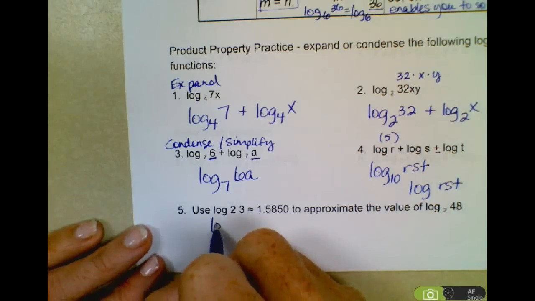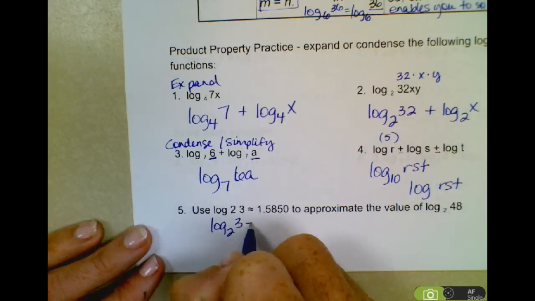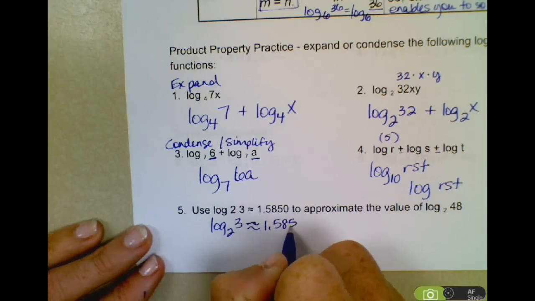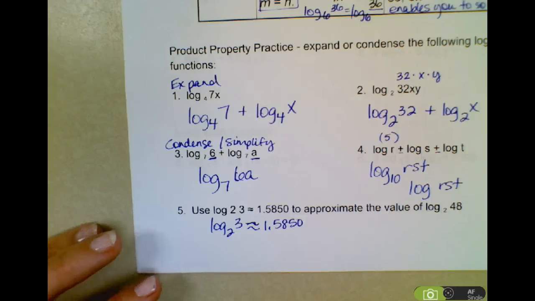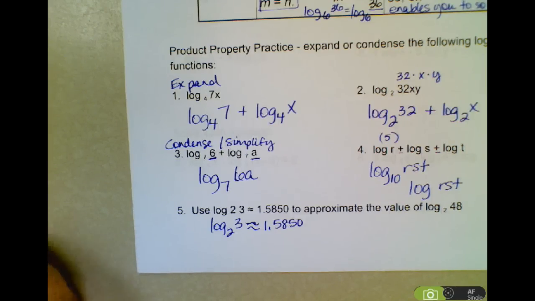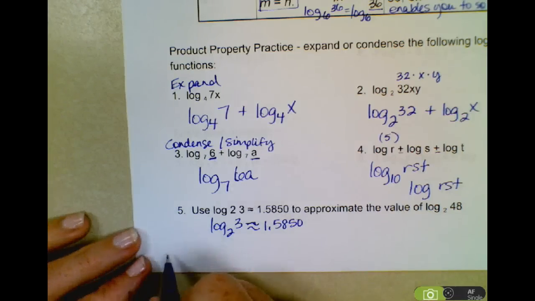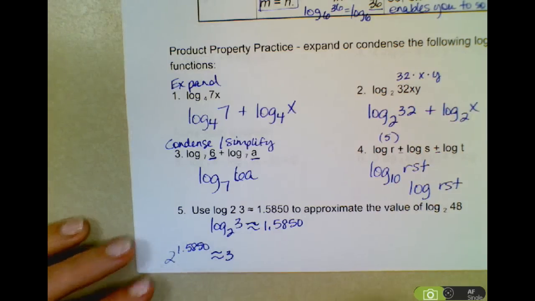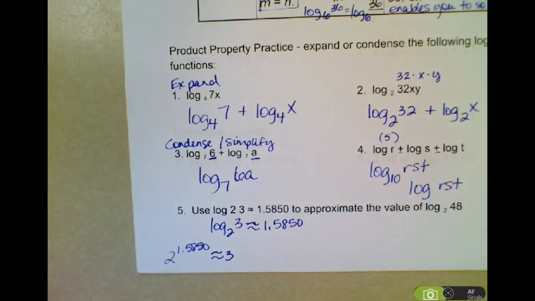Oh, sorry, this should have been log base 2 of 3 is about 1.5850. Can you write that into exponential form for me right now? So do you fully understand what that means? I'll give you a second to do that. So what that means is 2 to the 1.5850 equals about 3. It means close to 3, but not quite 3. Not exactly 3. Okay?